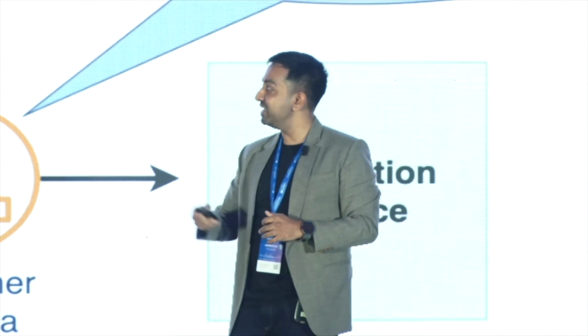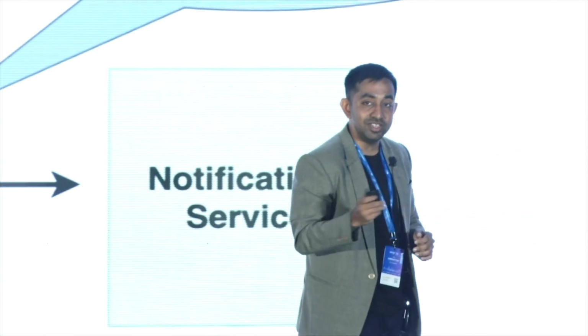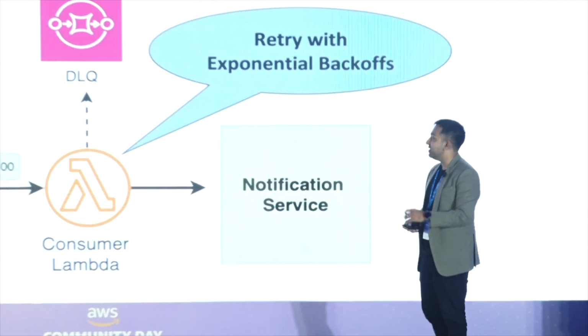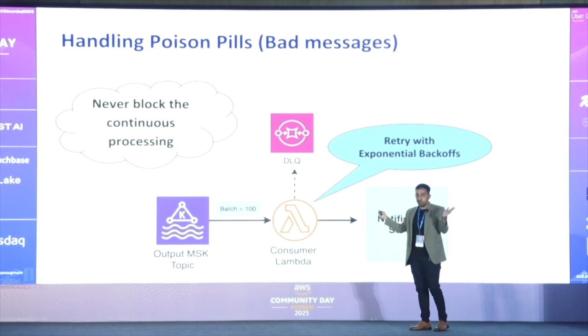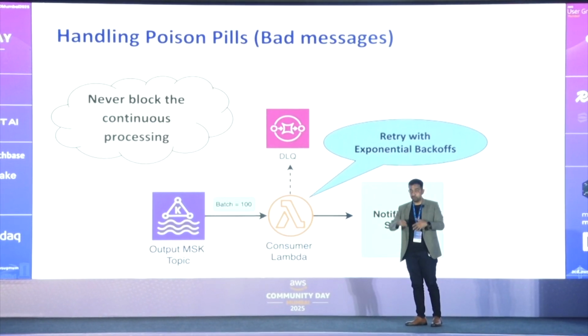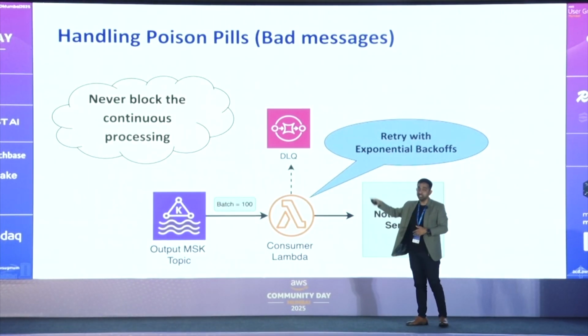Okay, lesson number 5, the poison pill. You always get one of those as well, the bad message, right? Trust me, if you are developing a stream processing application, you always get a bad message. When that bad message is received, if your system breaks, if your architecture breaks, that's a big problem. So you always have to handle that poison pill.